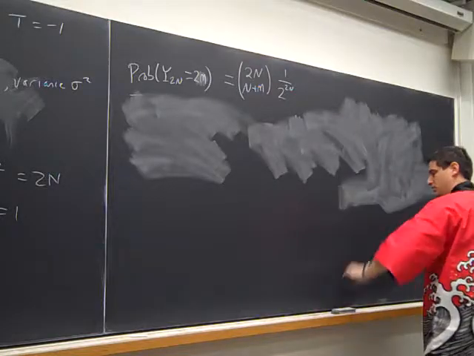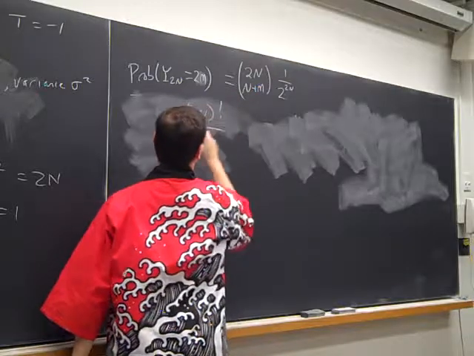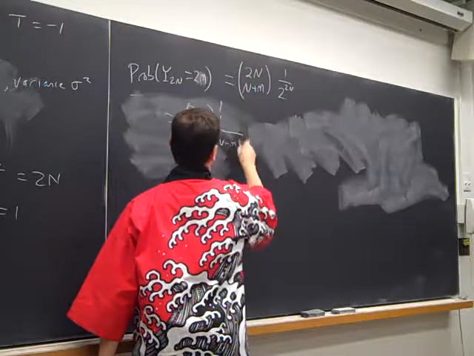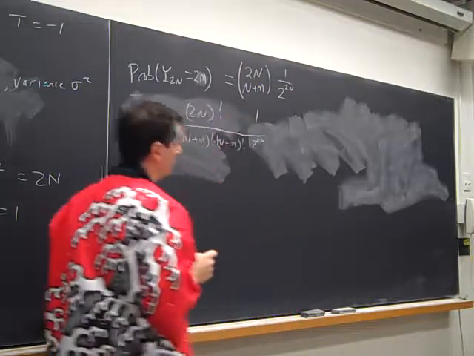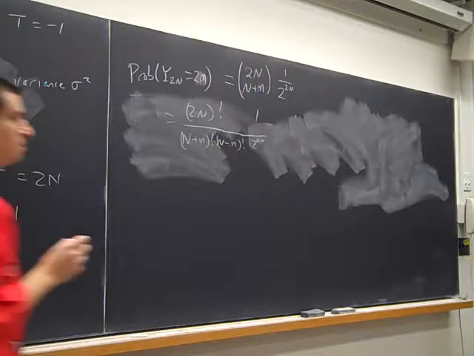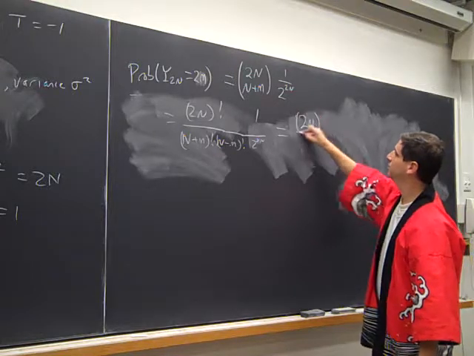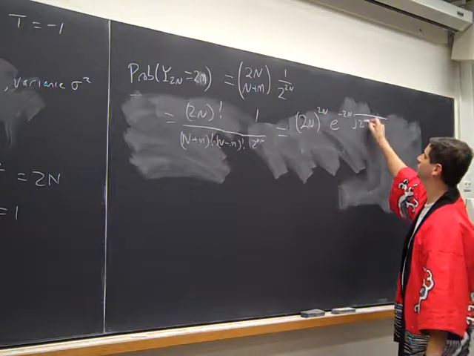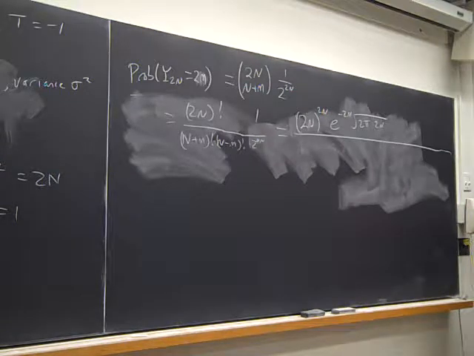So the first is to write out the binomial coefficients. So we get 2n factorial over n plus m factorial n minus m factorial, times 1 over 2 to the 2n. The 1 over 2 to the 2n is just going to be along for the ride for a long time. Okay? All right. So the first is the 2n factorial is going to be 2n to the 2n, then e to the negative 2n, then the square root of 2 pi times 2n. Leave plenty of room.